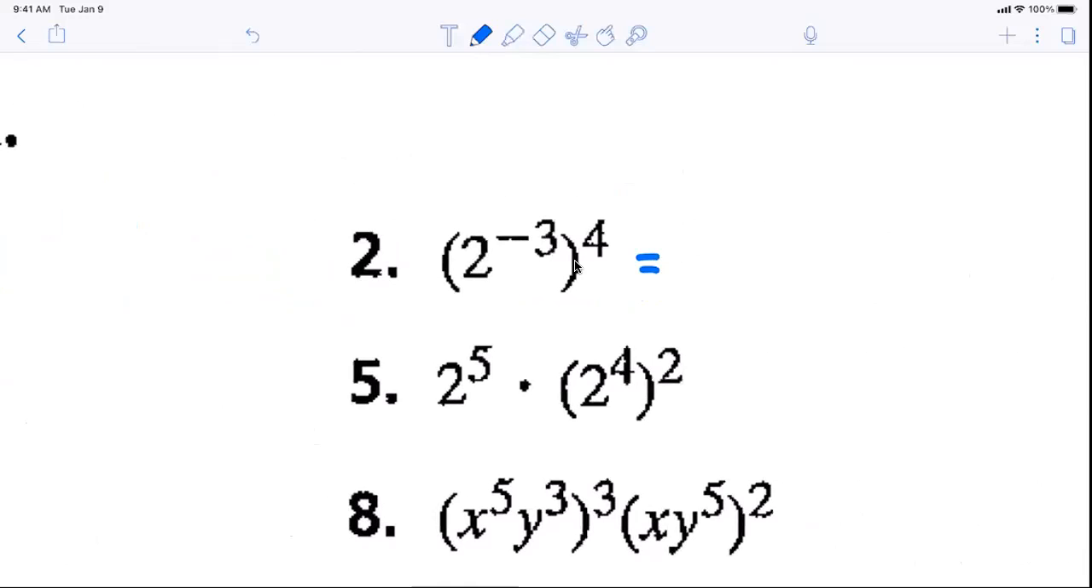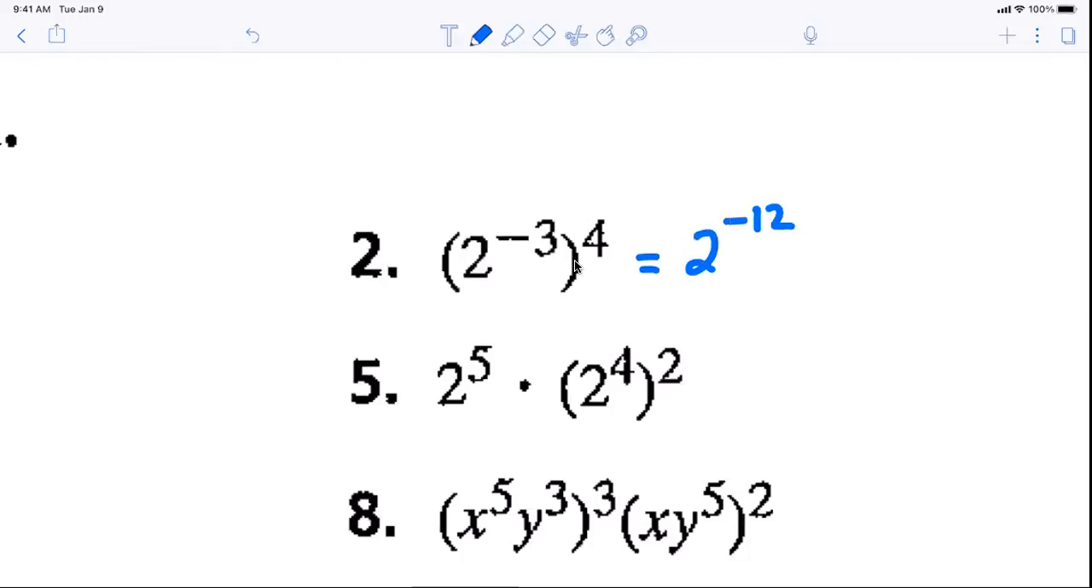Nope. That's a good mistake, though. Go. 32 to the... No. 64... No. 8 to the... No. What, Angela? 2 to the negative 12. You are brilliant. Thank you so much. 2 to the negative 12 is absolutely correct.